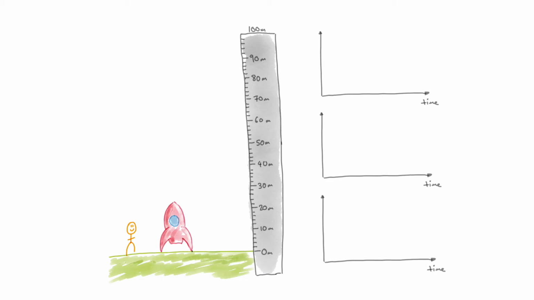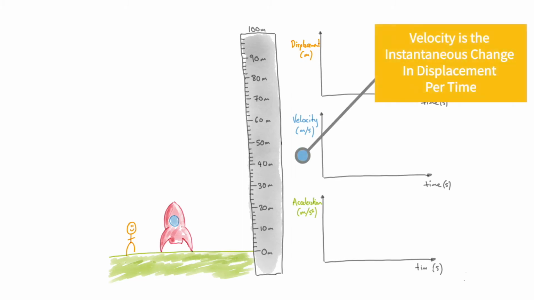And here we've got 3 fantastic looking time graphs. Okay, let's take a look at that first graph now. That's the displacement graph, and as the base of the rocket goes up, we'll track the displacement as it goes up. The velocity graph, now that's the change in the displacement per time.